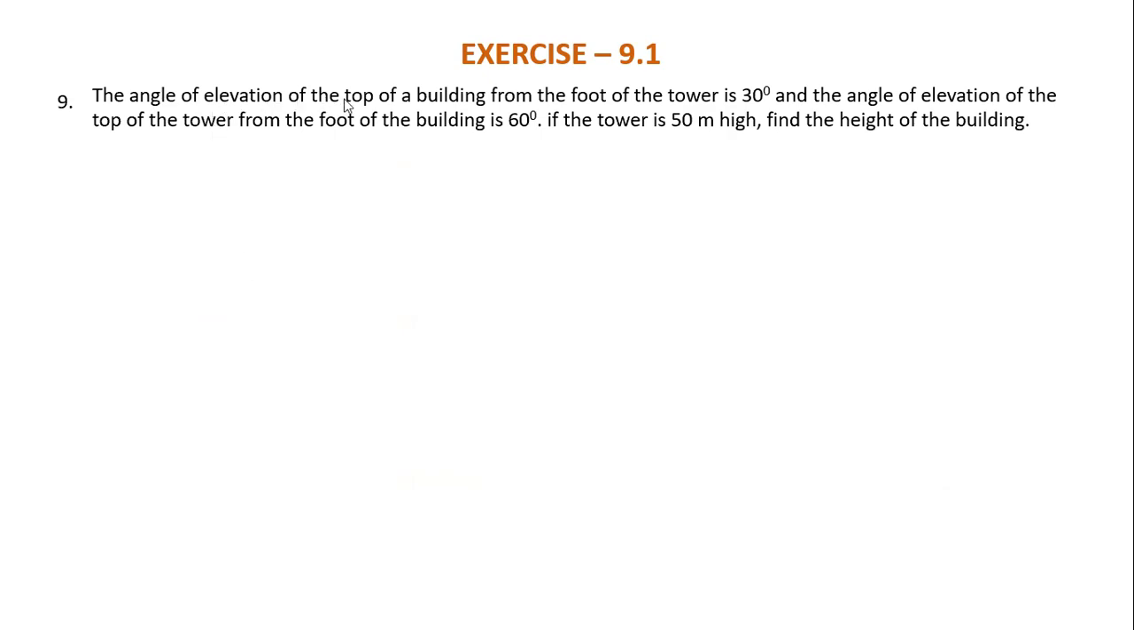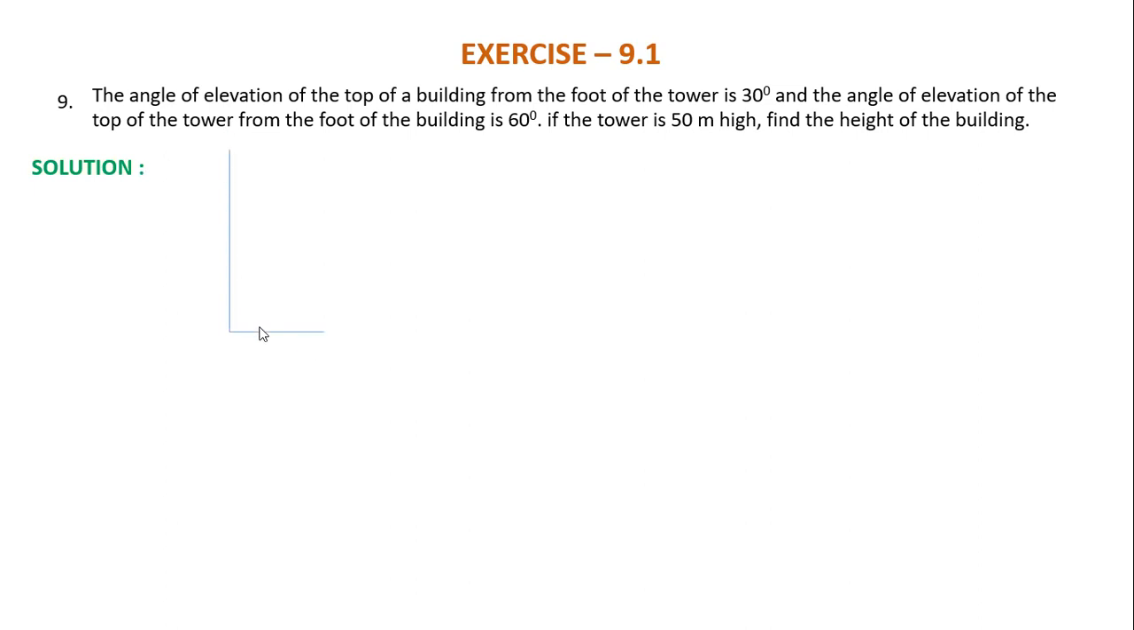The angle of elevation of the top of a building from the foot of a tower is 30 degrees. The angle of elevation of the top of the tower from the foot of the building is 60 degrees. If the tower is 50 meters, find the height of the building. Solution. This is the ground level.